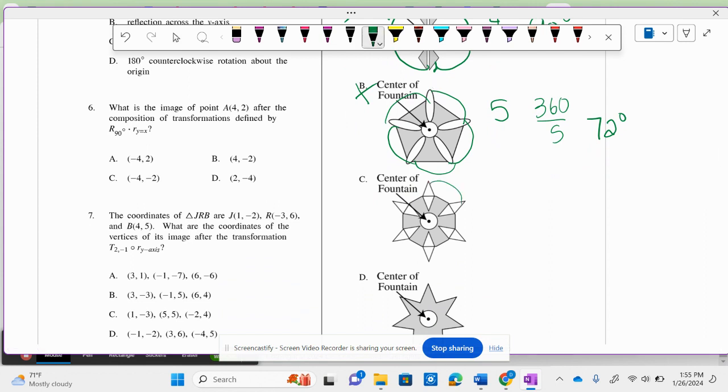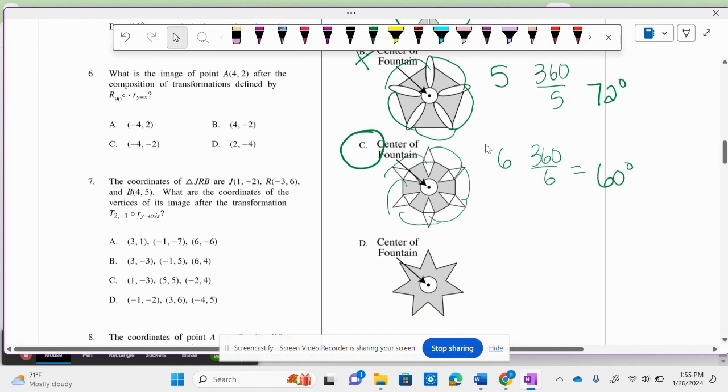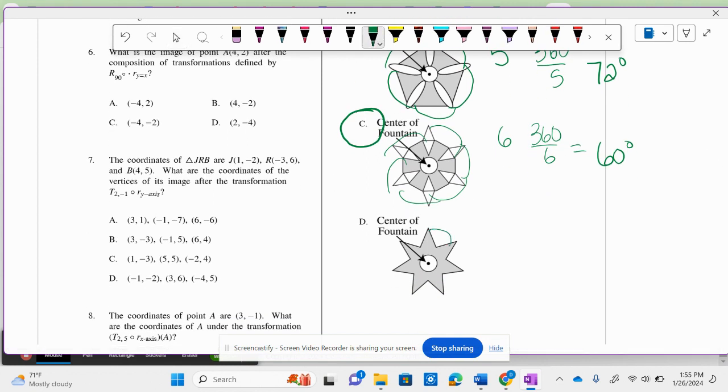Okay, let's look at C. 1, 2, 3, 4, 5, 6. 360 divided by 6 is 60 degrees. So I'm using example C. This next one has order 7. So 360 divided by 7 is about 51.4 degrees. I did some rounding there. Does that make sense? You guys feel like you can do that? I went through that quickly.